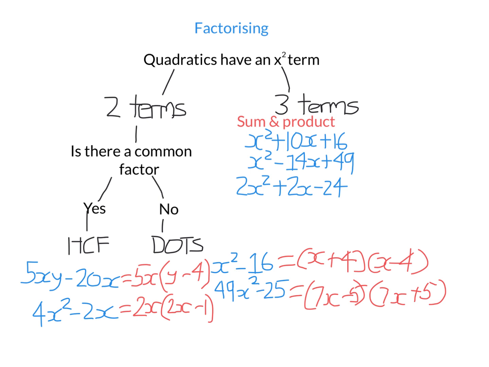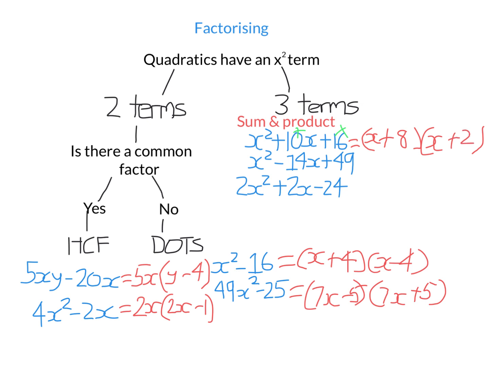So that's all well and good for 2 terms. What about when there are 3 terms? Well, there's only one method we have, called the sum and product rule. So when you have 3 terms, set up 2 brackets like this, and then we're going to put an x in each of them. Now, it's called the sum and product rule because the numbers that go inside the brackets are the 2 numbers that multiply to the constant term, the term with no x's, and add to the coefficient of x. The 2 numbers that multiply to 16 and add to 10 are 8 and 2. So we put 8 and 2 in there.